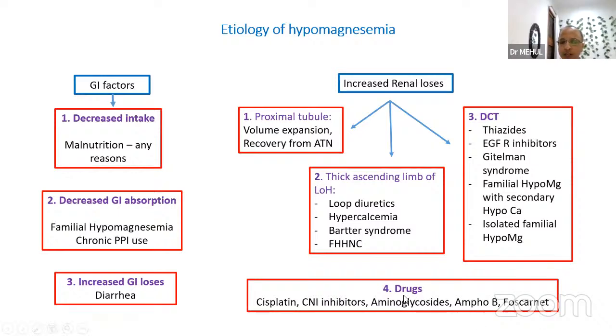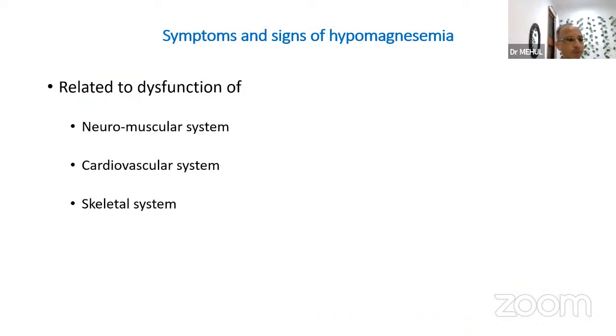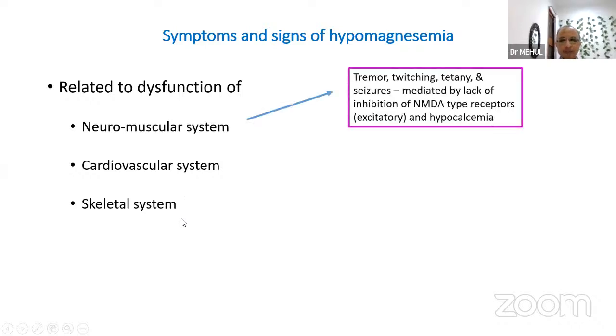Aminoglycosides, besides causing acute tubular injury, can also cause hypomagnesemia. We do know the side effect of amphotericin B on magnesium and also of foscarnet. So in addition to various inherited and acquired causes, we should always pay attention to the use of drugs which can contribute to hypomagnesemia. So the symptoms and signs of hypomagnesemia are related to dysfunction of neuromuscular system, cardiovascular system, and skeletal system.